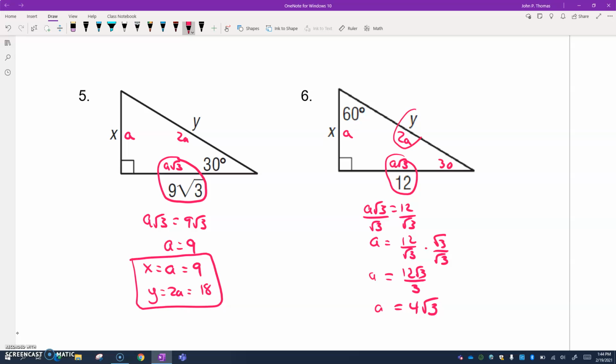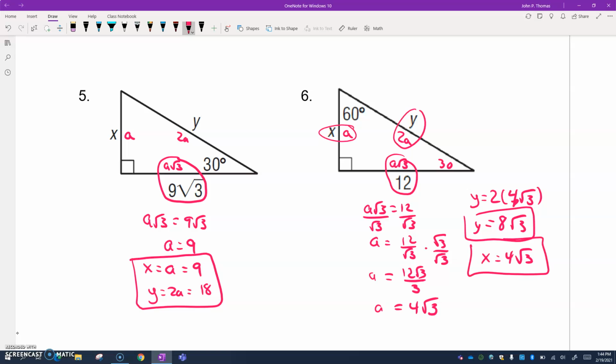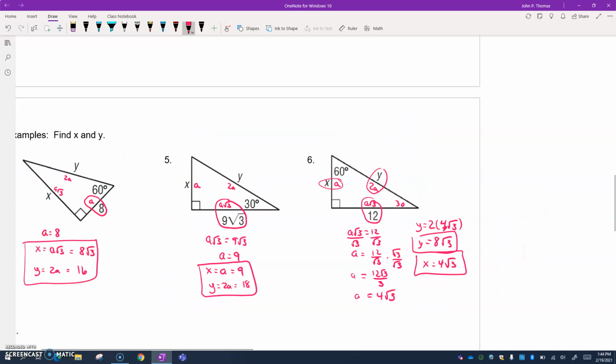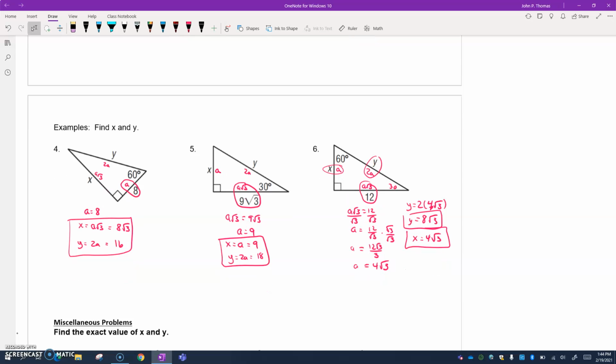We know from the picture that Y equals 2 times A. So 2 times 4 root 3, which is going to be 8 root 3. All right, so there's my Y value. And then the X is just A, so X equals 4 root 3. All right, so I've got those values from the picture. And again, from one side, I was able to find the other two sides.